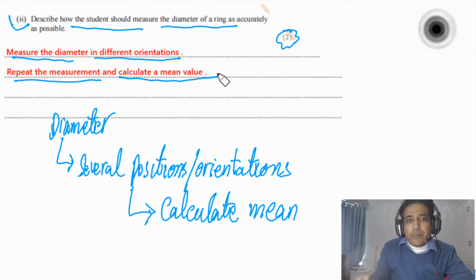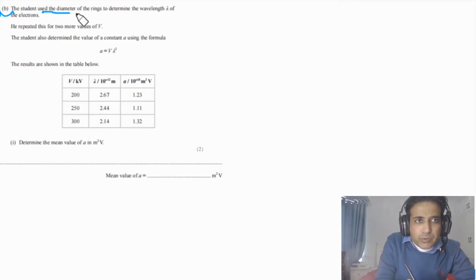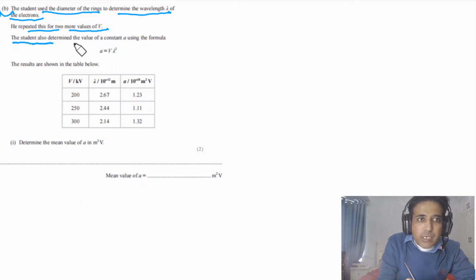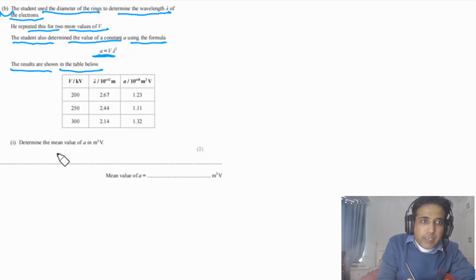calculate a mean value. Part B says the student used the diameter of the rings to determine the wavelength of the electrons. He repeated this for 2 more values of potential difference. The student also determined the value of a constant A using the formula as given here. The results are shown in the table below. For part A1, determine the mean value of A in meter square volts.